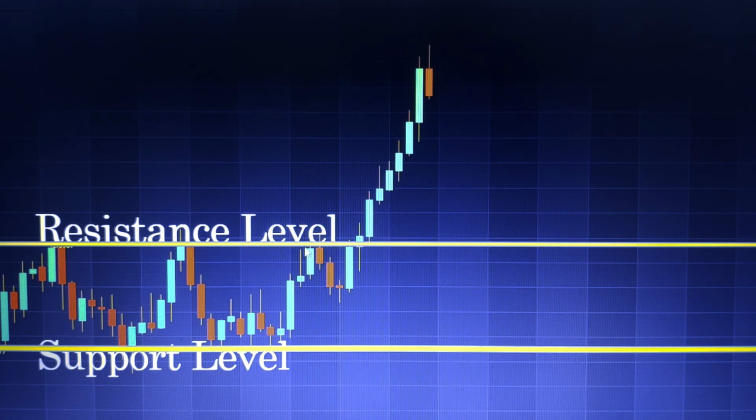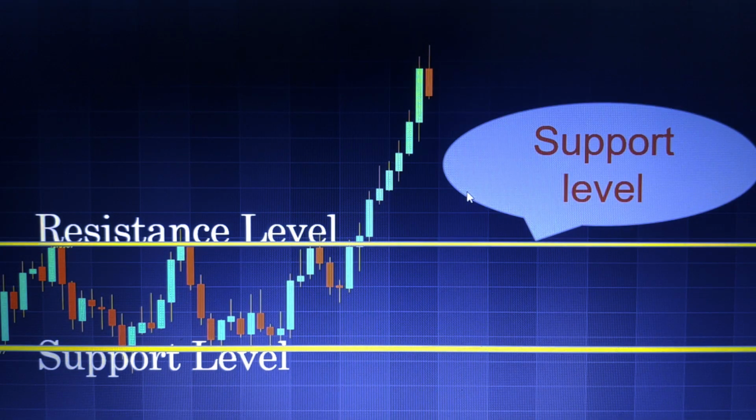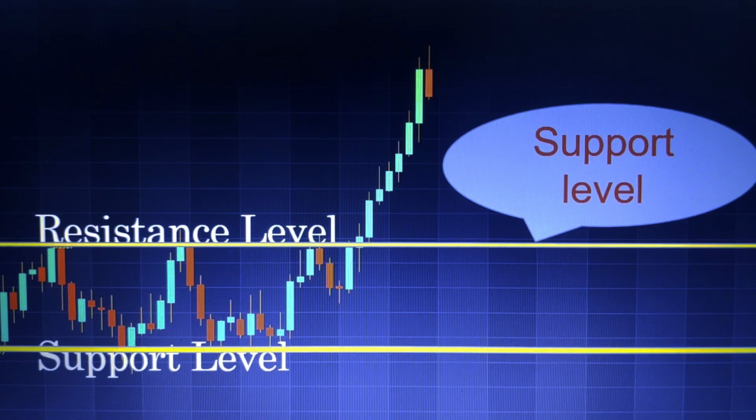Once the resistance level is broken, that resistance level will act as a support level for further movement. So here the resistance level is broken, and this level will act as a support level for the next movement. Now we can look at how we can trade on the breakouts, and what ways we can make some money from them.